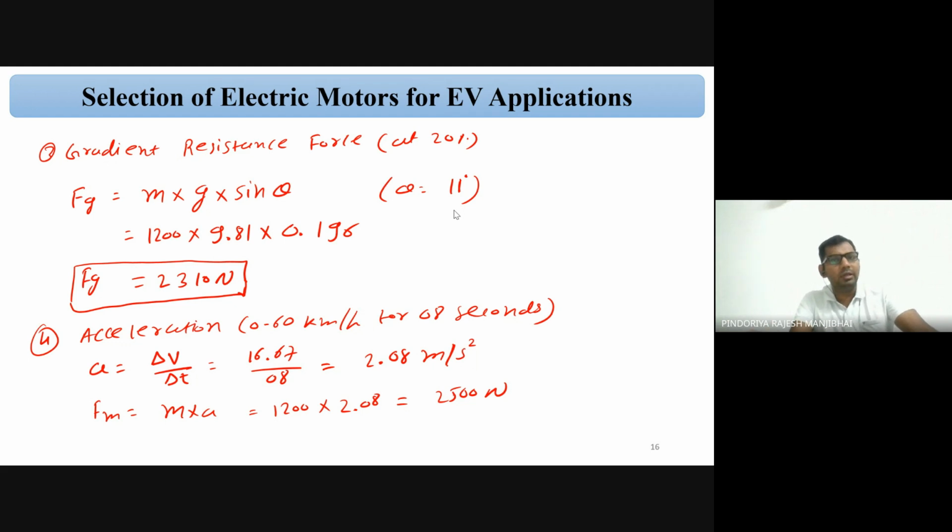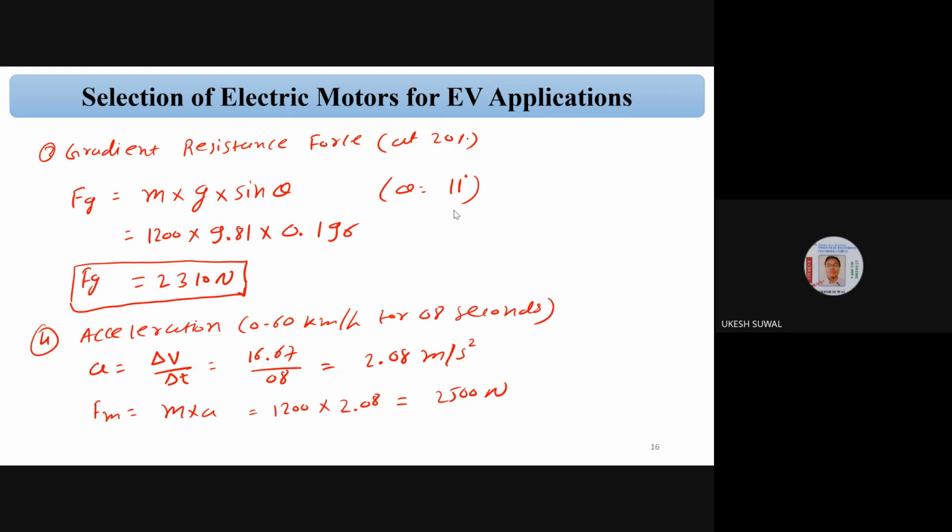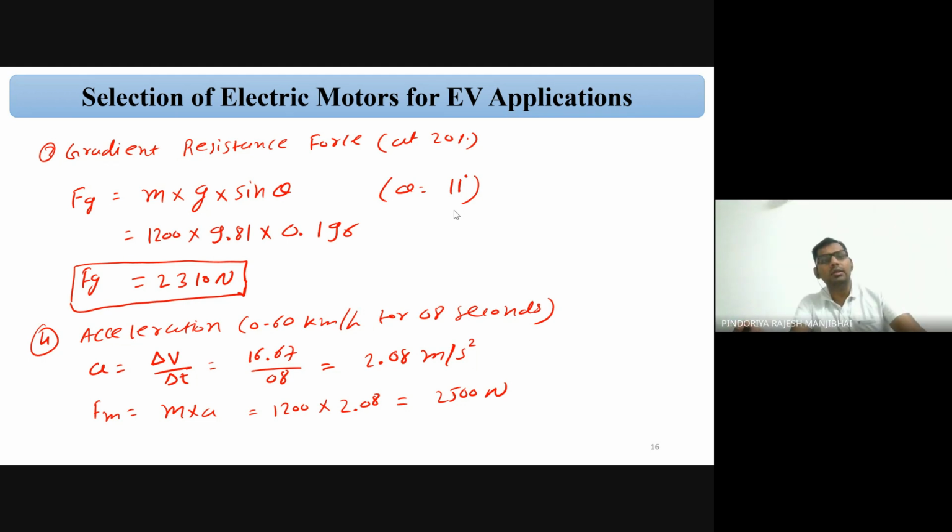Because this type of parameter we cannot get from the customer, because even the customer doesn't know what the inclined angle is. So as an engineer we can select the inclination angle based on the normal parameter. Okay.